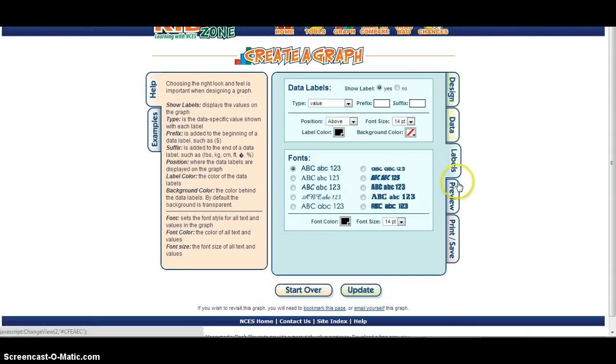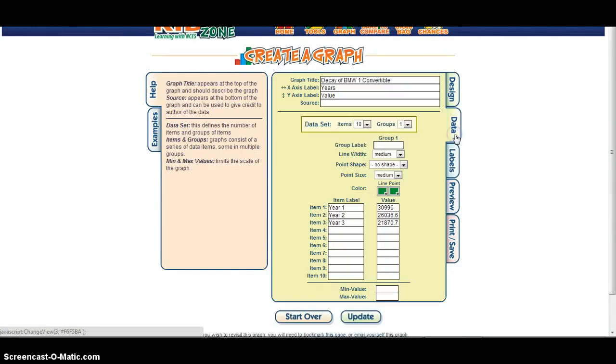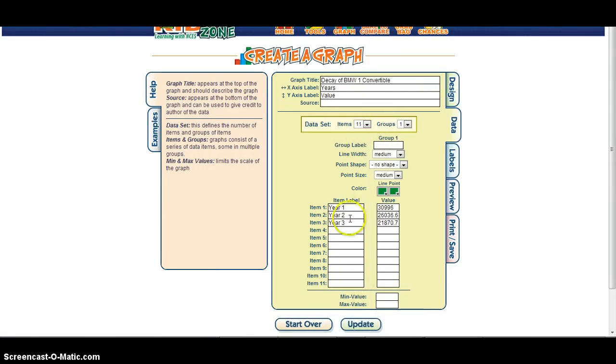Labels, we don't really want to mess with that anymore. Preview. So this is what's happening so far with my graph. This is a decay of a BMW convertible. It started at year 0 at my, actually, let's do this. Let's give it 11 items because we have to start at year 0, and we have to move all these values down 1.